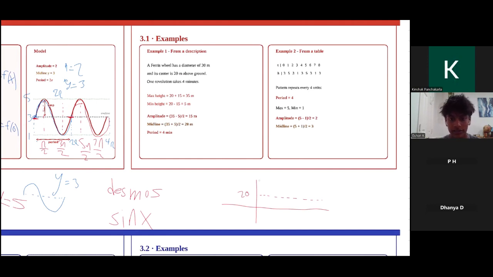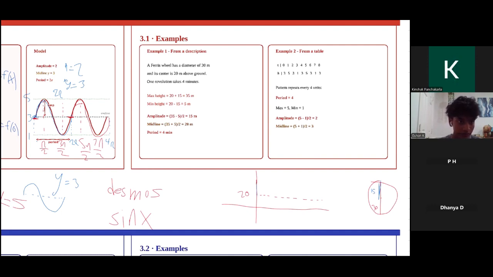And it says that it has a diameter of 30 meters. So I want you guys to think about that. If it's a circle, like a Ferris wheel is a circle, right? It has a diameter of 30 meters, then it must have a radius, which I'll show in blue, of 15 meters, which means this goes up 15 and down 15 from 20.